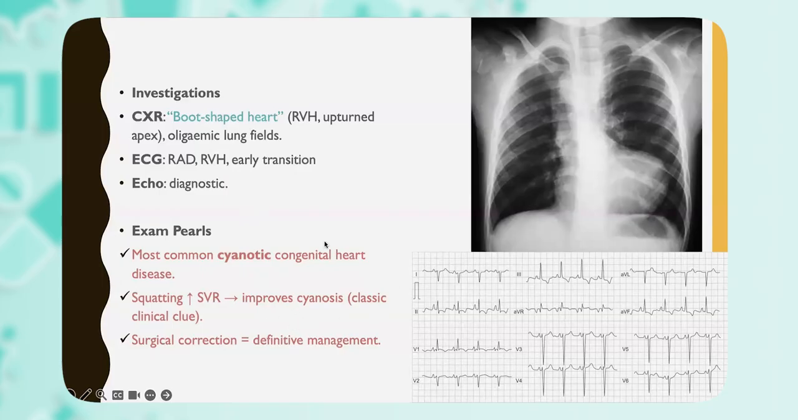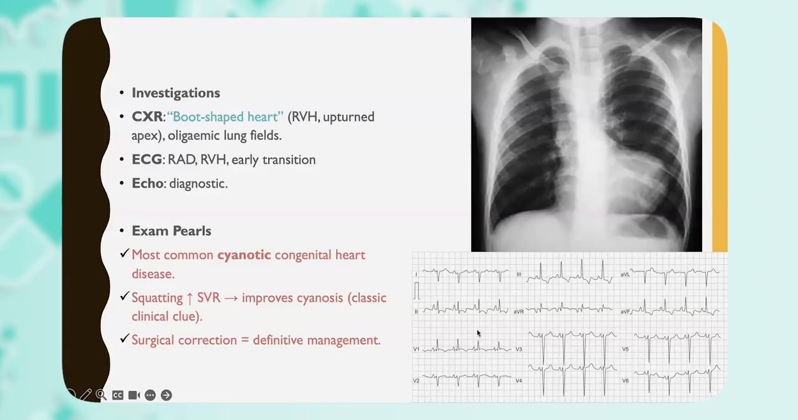I wanted to talk about the ECG also. In ECG, you can see right axis deviation, RVH. All these things happen in ASD also, right? So in TOF, there is a unique pattern. You can see here in V1, there is a tall R wave, which signifies RVH. But in V2, suddenly the QRS complex becomes negative. This is called early transition. This is very typical of TOF.